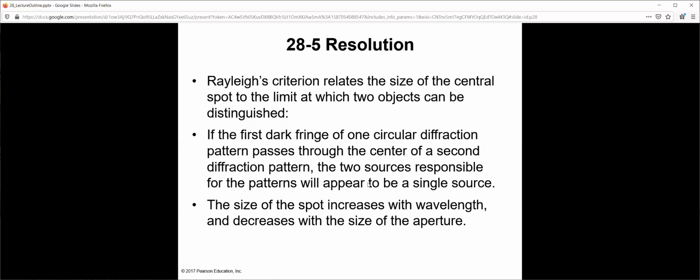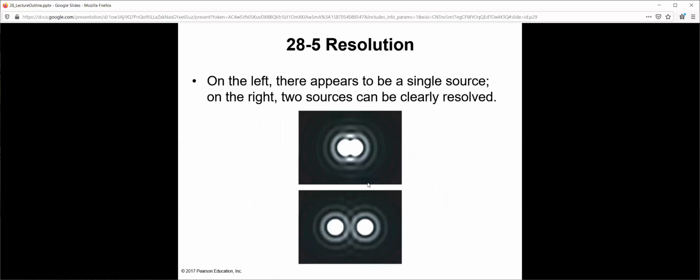And Rayleigh's criterion relates the size of the central spot to the limit at which two objects can be distinguished. This is resolution. If the first dark fringe of one circular diffraction pattern passes through the center of a second diffraction pattern, the two sources responsible for the patterns will appear as a single source. They will diffract and come together. The size of the spot increases with wavelength and decreases with the size of the aperture. This is, as we'll get into, essentially camera resolution.